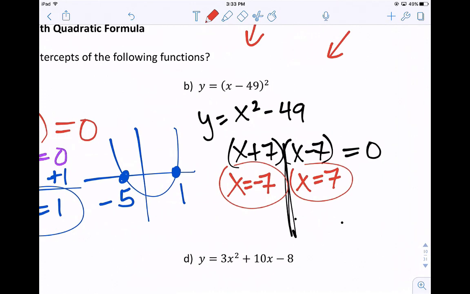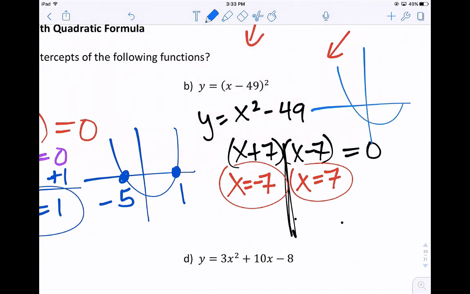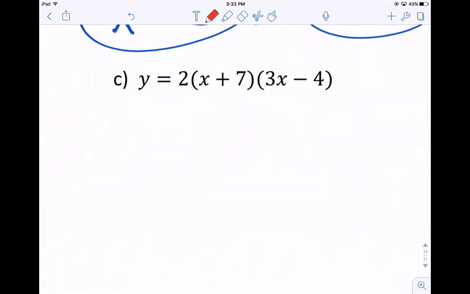So again, if we were to graph that, what that would mean is, I didn't draw my graph to scale here, but it would cross at negative 7, and it would cross at 7. So we're trying to find the zeros or the x-intercepts of the graph. And if you have the factors, it's just what makes each factor 0. All right, let's try the next one.